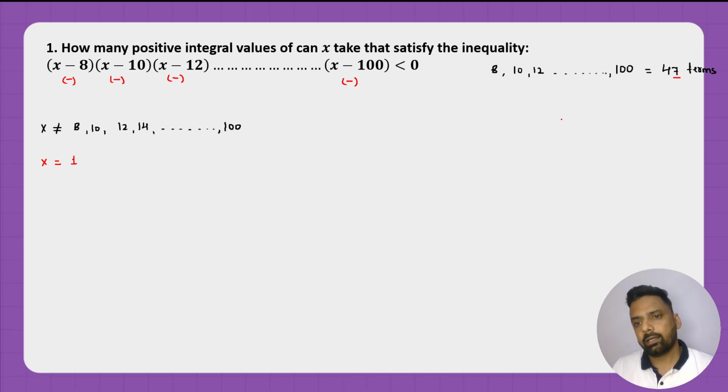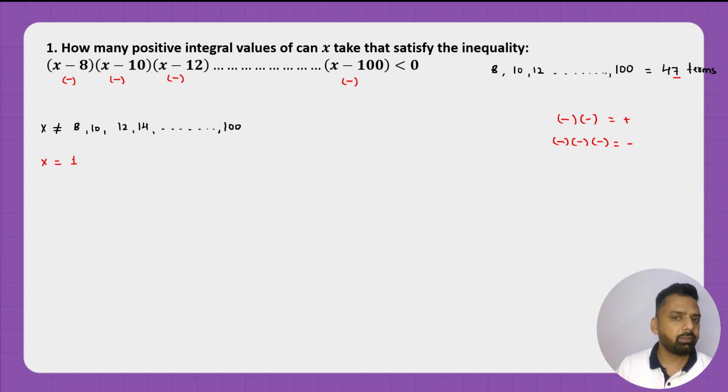And I know that अगर हमारे पास even number of negatives है, so that will be positive. But if I have odd number of negatives, so that will be negative ना? वो तो negative ही रहेगा. तो जब हम x को 1 रखते हैं, तो all the terms will be negative. And how many terms I have? 47 terms. So there are 47 negative. So at x is equal to 1, the value will be negative or less than 0.